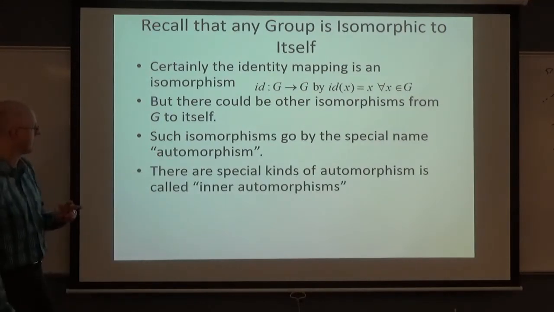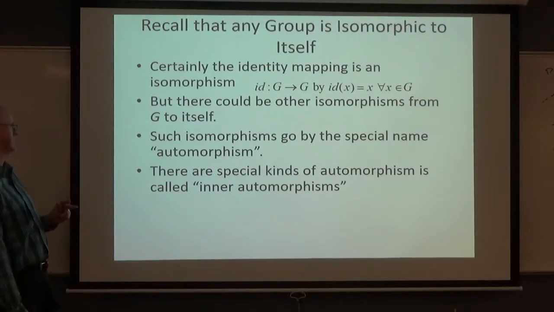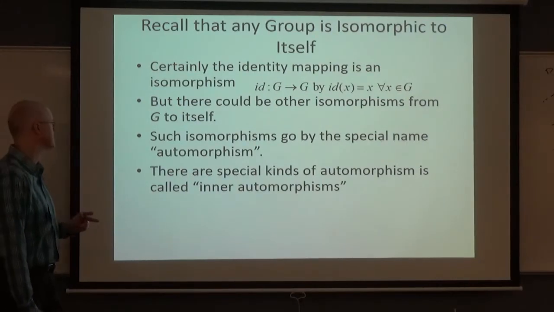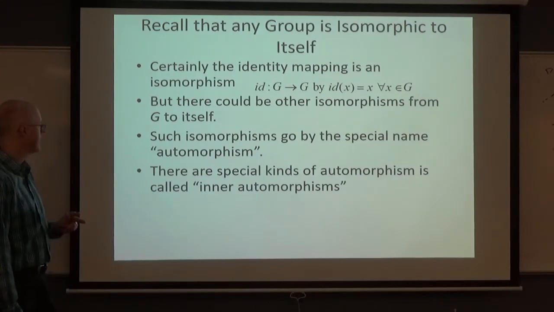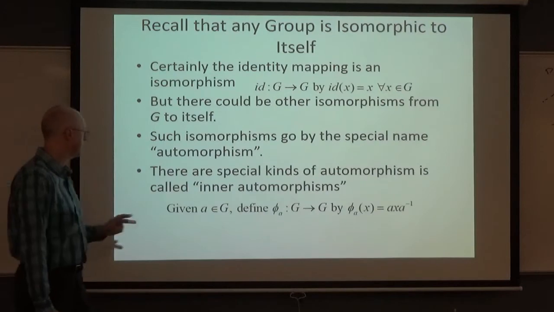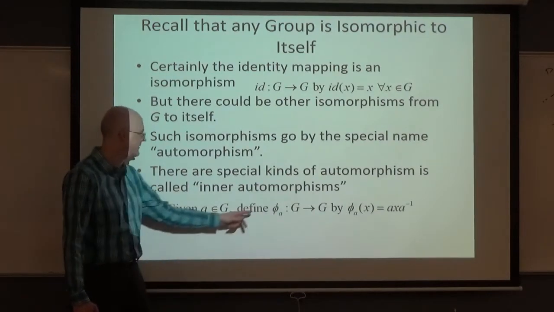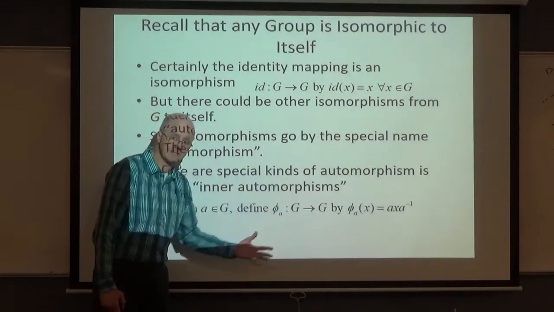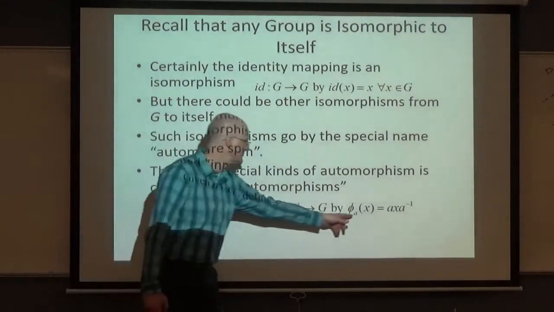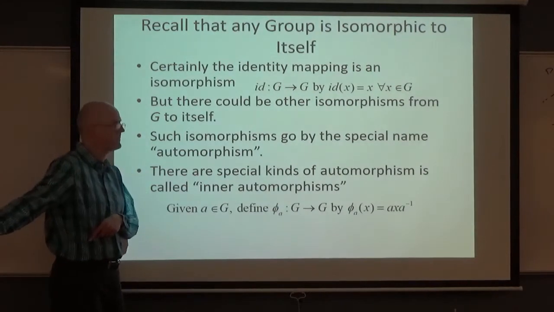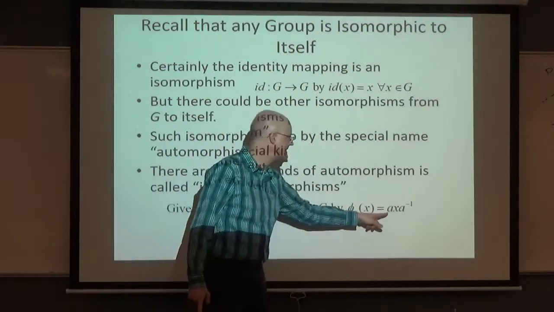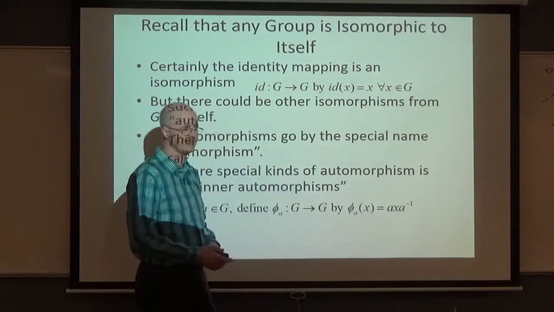There are special kinds of automorphisms called inner automorphisms. They have a special formula. Given an arbitrary A in G, we can define phi sub A, a mapping from G to itself, by this formula right there, phi sub A of x. It's not like the left representation. It's not A times x, it's A times x times A inverse.